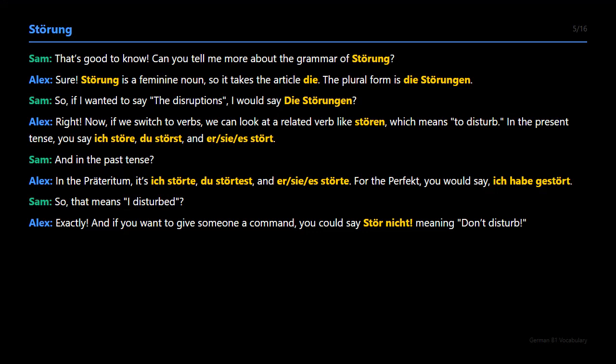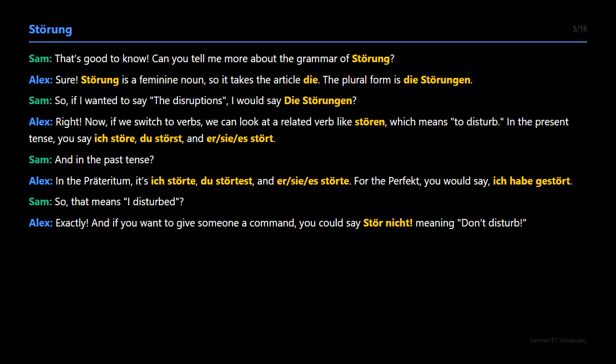And in the past tense, in the Präteritum, it's ich störte, du störtest, and sie, er, es störte. For the perfect, you would say, ich habe gestört. So, that means I disturbed. Exactly. And if you want to give someone a command, you could say, Stör nicht, meaning don't disturb.